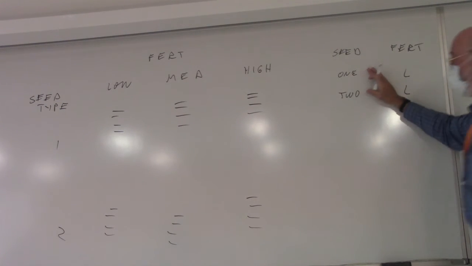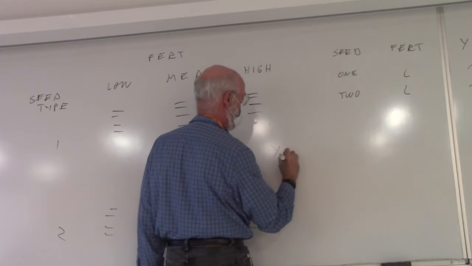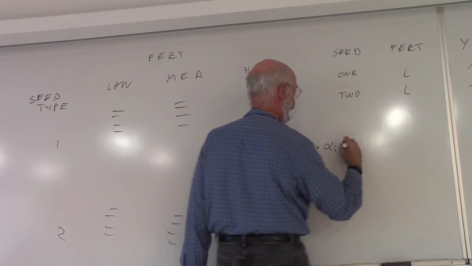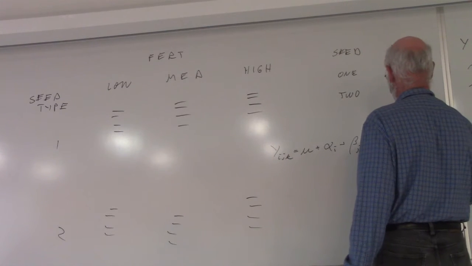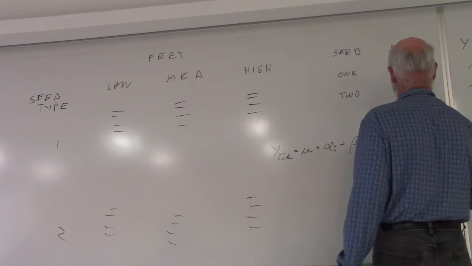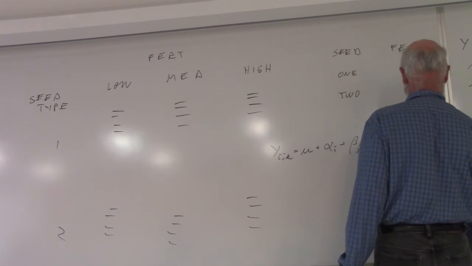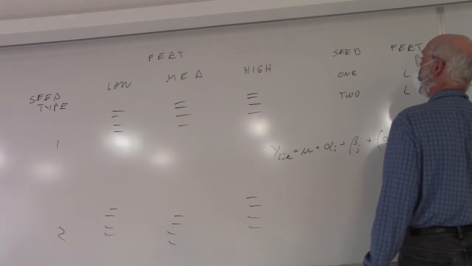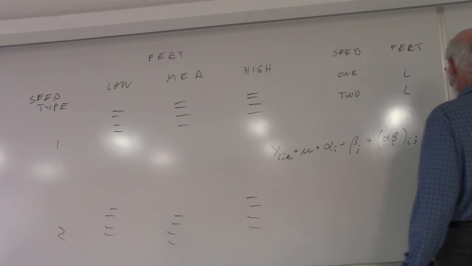And if we look at the model, remember what the model is. Our model is y_ijk equals mu plus alpha_i plus beta_j plus alpha-beta_ij plus epsilon. Let's see, how many subscripts do we need? Seed, fertilizer, so epsilon_ijk.